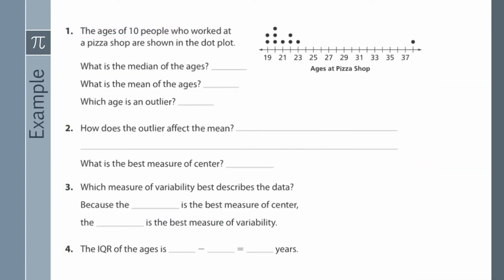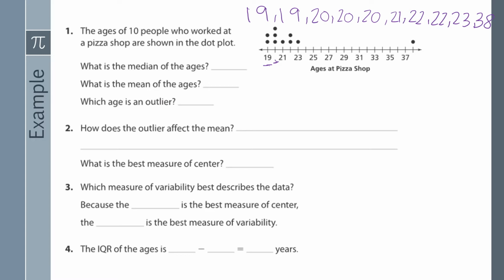So here are our actual questions that we're going to be doing. The first question says, the ages of 10 people who worked at a pizza shop are shown in the dot plot. What is the median, what's the mean, and which age is an outlier? So the first thing I would do is look at the dot plot, and I would write down those numbers that the dots are representing. So I just took all the data that was here. There are 2 people who are 19 years old, 3 people who are 20 years old, 1 person is 21, and so on and so forth. So I listed all my data out in numerical order.